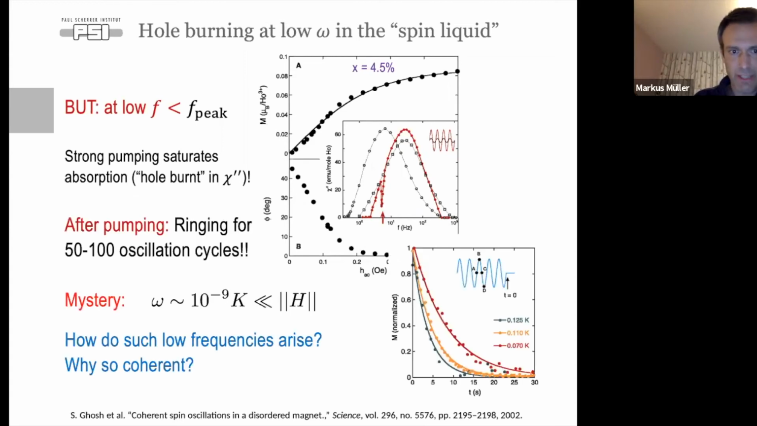in the absorption spectrum. After you pumped at this sharp frequency, you see ringing of magnetization for about 150 cycles, that means you somehow excite a very coherent degree of freedom in an oscillator at this low frequency of just a few hertz. And a few hertz, that's 10 to minus 9 Kelvin, way beyond any scale in the Hamiltonian. So it was a big mystery what these low frequencies could be and why they are so coherent. What are these oscillators? My story will be that this is tied to nuclear spins.